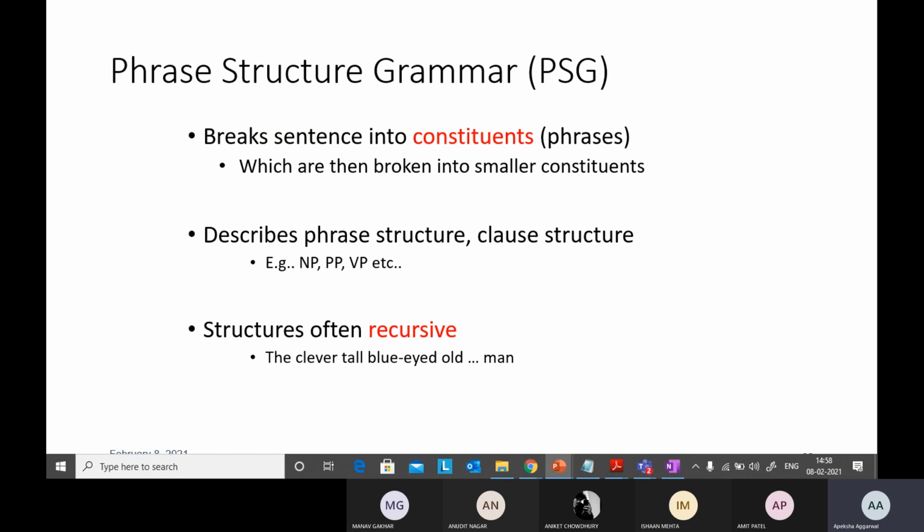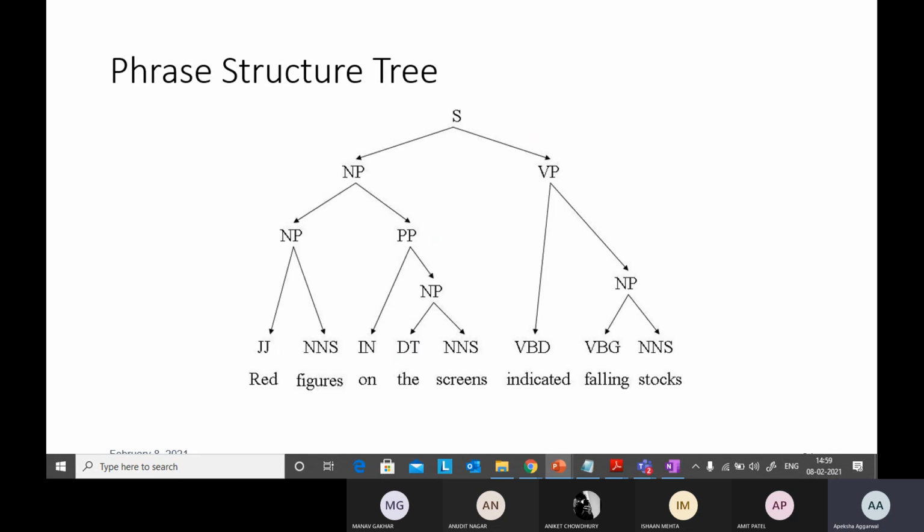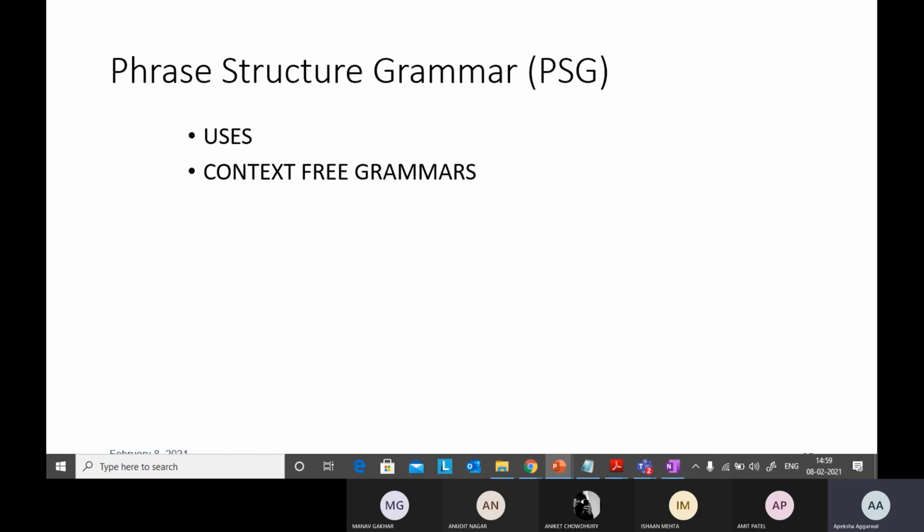Now let's see more about phrase structure grammar. We have discussed this: breaking a sentence into constituents or phrases, then describing its phrase structure, clause structure, and so on. And it is recursive. We can generate phrases recursively, as we have seen in the example. Now let's see another example. Noun phrase, verb phrase. From the verb phrase, a noun phrase is again getting generated. Red figures on the screens indicated falling stocks. So this is phrase structure grammar, which uses context-free grammars.